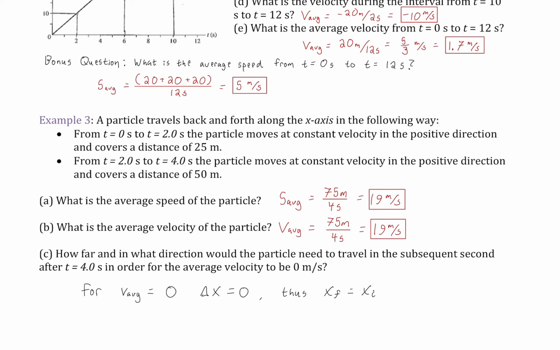Well, it started at 0, went 25, went another 50 for a total of 75. So that means it's got to go negative 75. It would have to go negative 75 in the final second, which would be a final velocity of negative 75 meters per second because it's doing it in 1 second, although I didn't ask for the velocity. Okay? So that would give you an average velocity of 0. Would it give you an average speed of 0? Definitely not. All right, and I'll let you think about that.